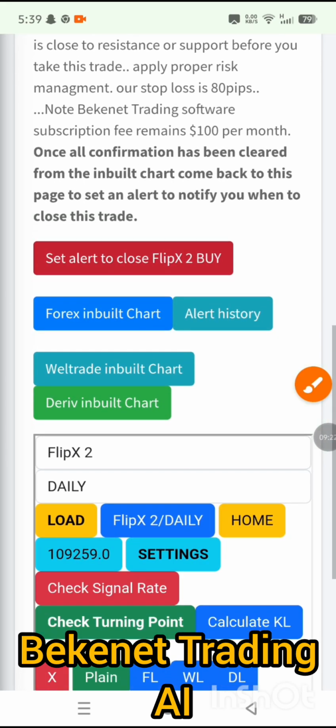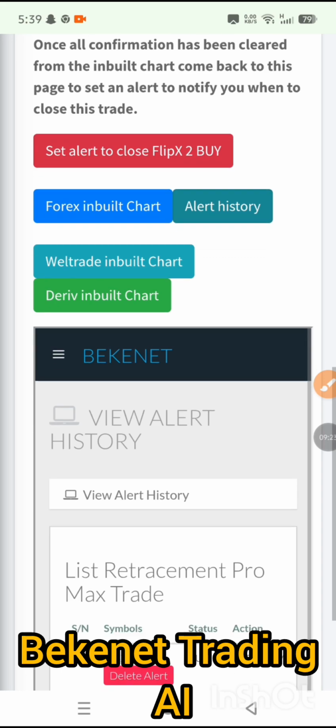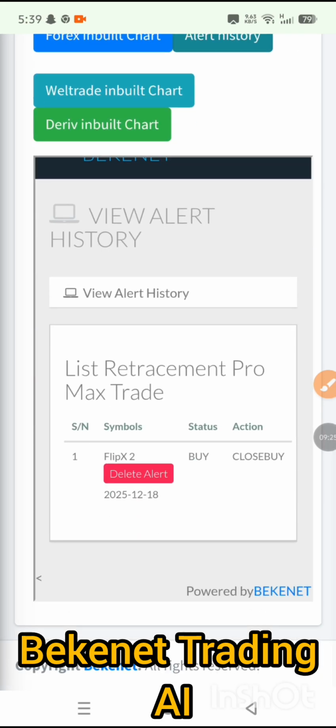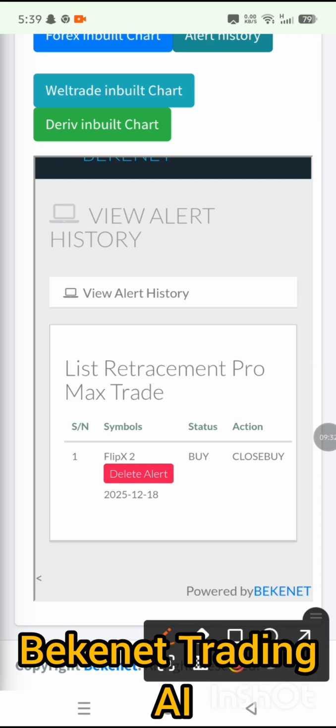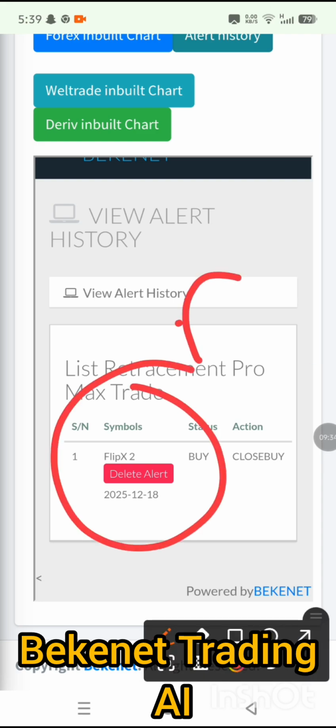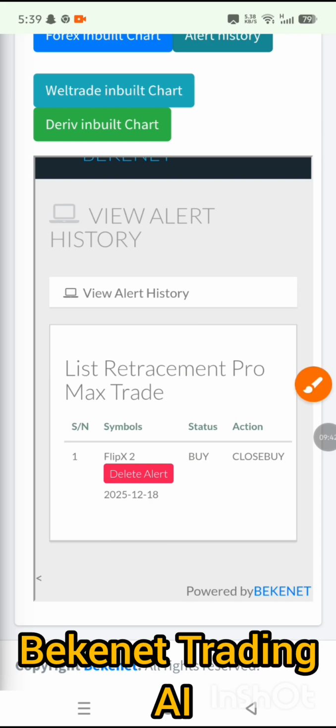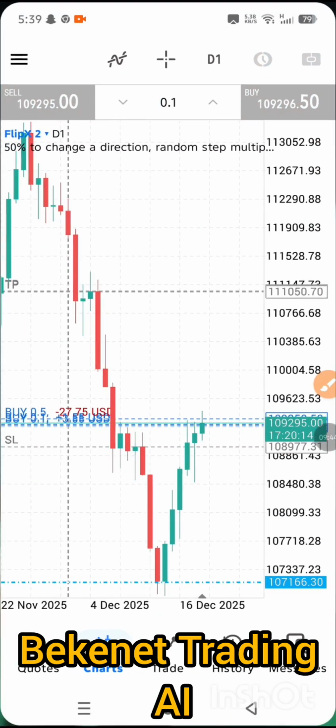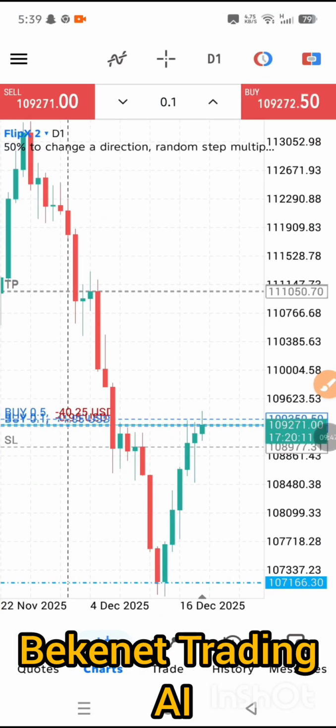Once you're done with that, if you look at your history, you check if you are still having any pending trade that the AI is looking out for you to close, that you've closed on your MT5. You can see I don't have any other trade running. It's only flip 2 that I have. So that is what I will allow. Immediately I close this flip 2 in my MT5, I'll come here and close it again. Simple as ABC. Now look at my chart. I'm still on the trades. Very simple. Do you understand? Very, very simple. So that is how you trade.